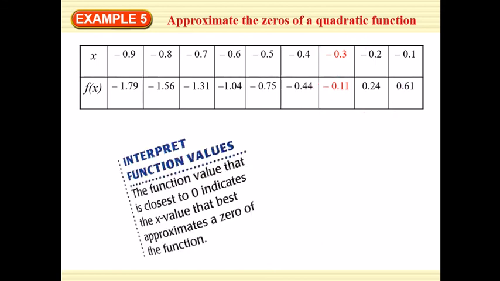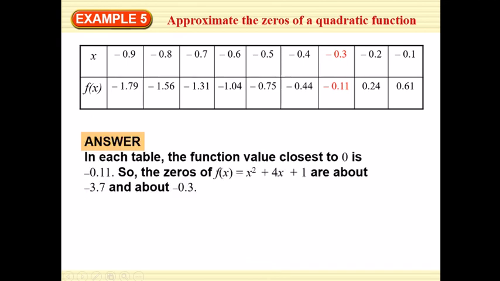And another way to interpret the function values: the function value that is closest to 0 indicates the x value that best approximates the 0 of a function. Alright, so in both of those tables, the function value closest to 0 is about -0.11. So the zeros are approximately -3.7 and -0.3.